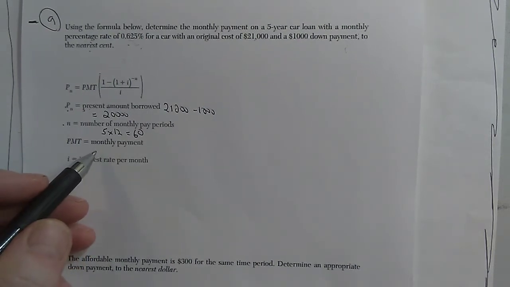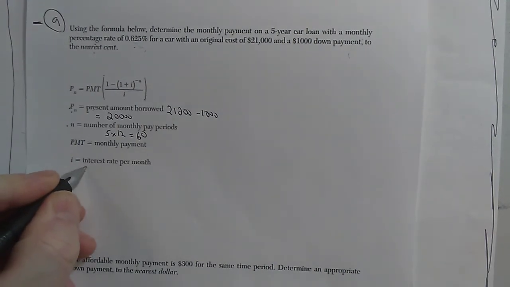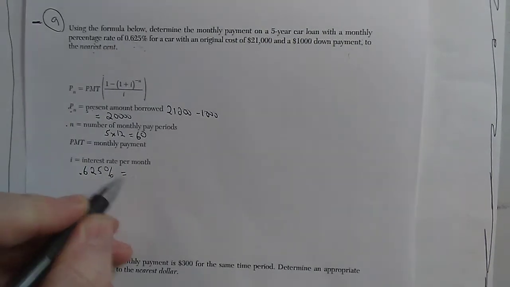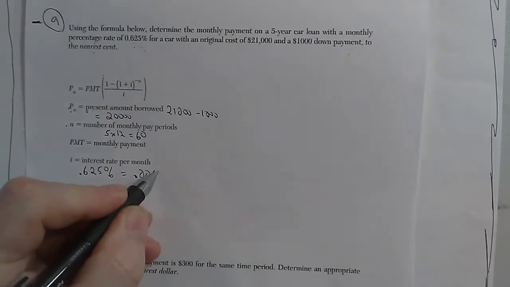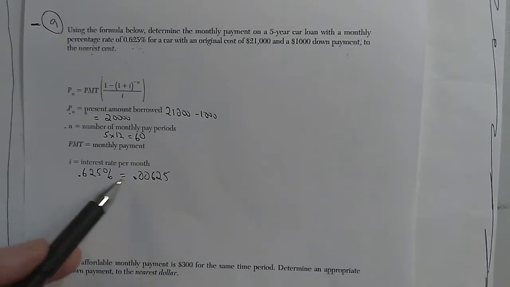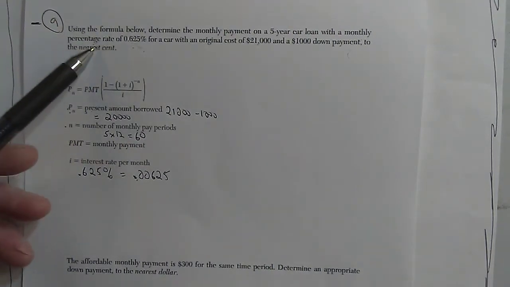Monthly payment, don't have that. Interest rate per month is 0.625%. Move the decimal point 2 places to the left. All right. So that's the value that's going into the formula. The affordable monthly payment is $300 for the same time period. Determine the appropriate down payment. I think I'm missing something here. Using the formula below, determine the monthly payment.